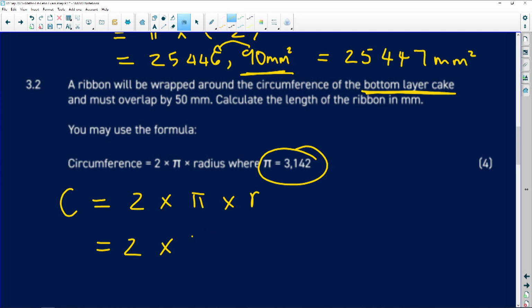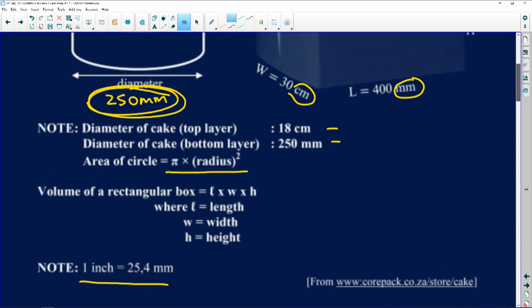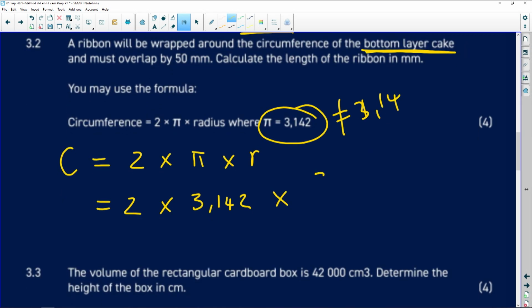So now I need to use pi exactly as it is. So that then becomes 3,142. Remember, you cannot say 3,14 because you feel like it. You cannot then use the pi on your calculator because pi is given. If you use the wrong pi, you are going to get it wrong. 3,14 is wrong. Don't do that. Use it exactly as it's given. The radius in this particular case is going to be the 250 divided by 2. Do you see? I took the diameter and divided it by 2.